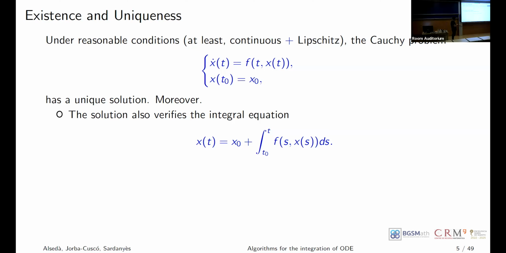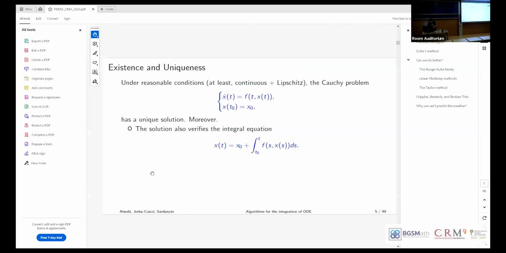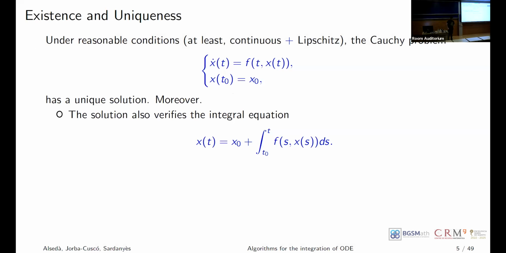So notice that if I integrate the Cauchy problem with respect to the time, I get this integral here, which is like some sort of weak formulation of the problem. And solving this weak formulation is equivalent to solving the ordinary differential equation. So we'll have a couple of different ways to see the same problem.